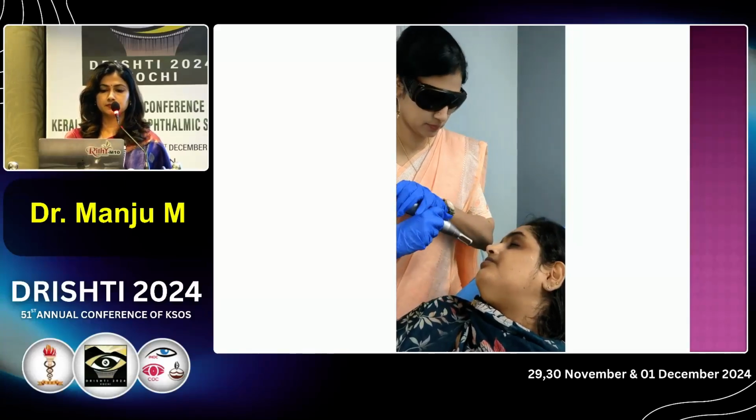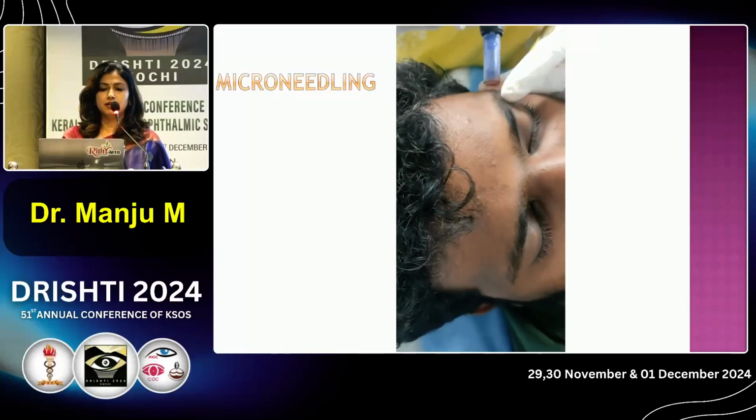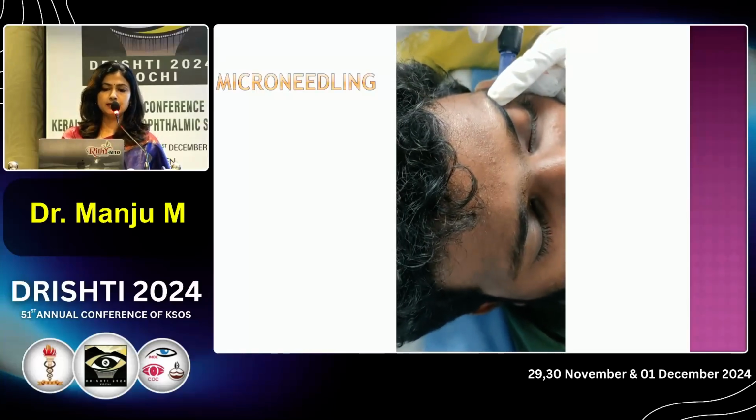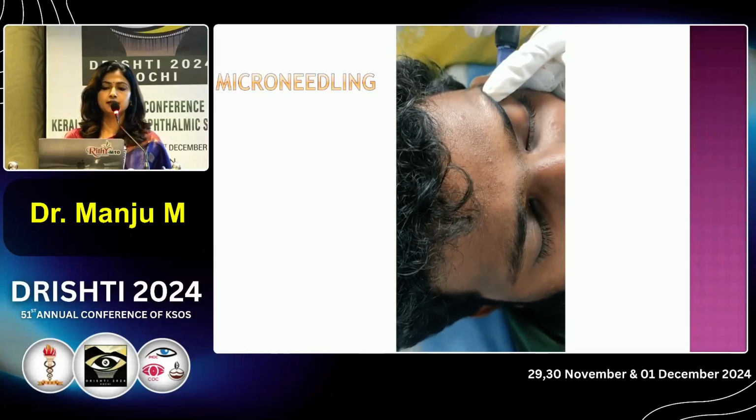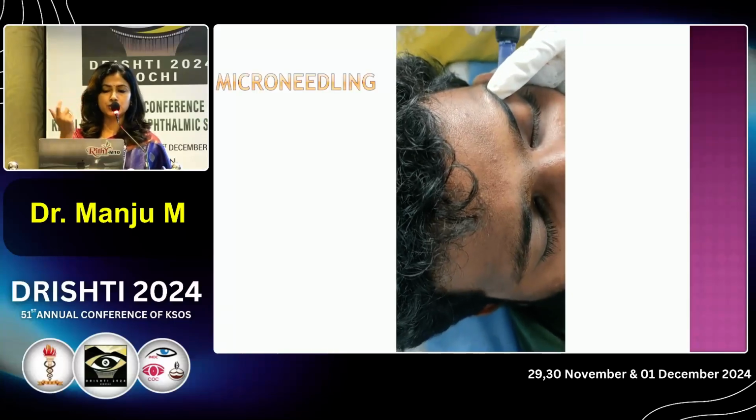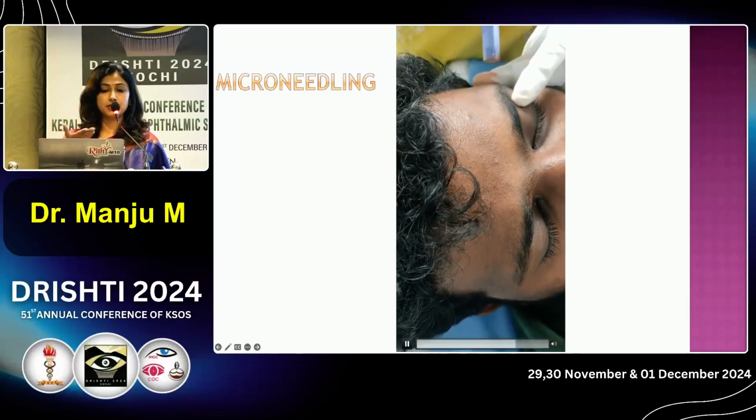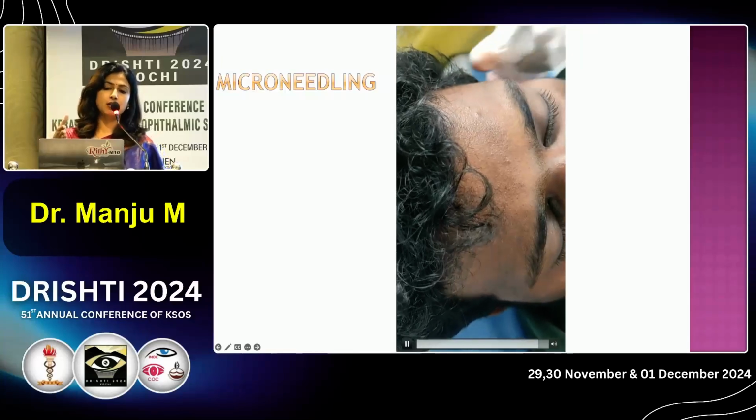This is the microneedling. We use the derma pen. We are creating micro injuries around the eyes, and the microneedling can also be used along with PRP as a part of rejuvenation.